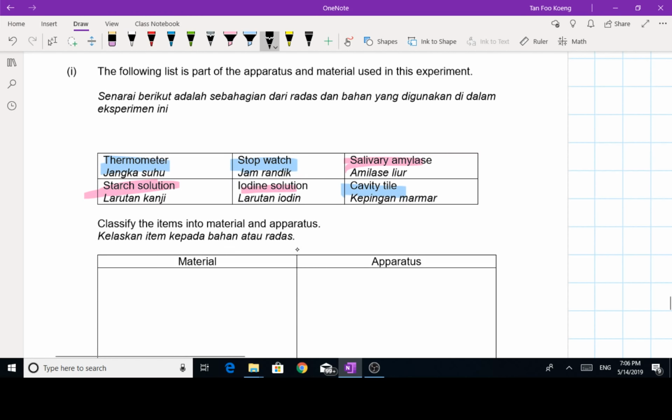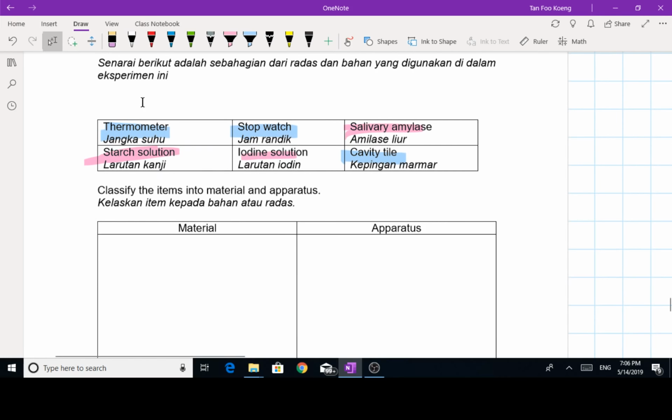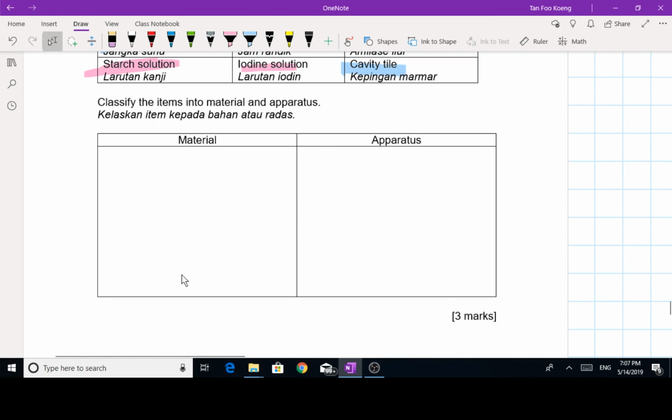Lastly is I. So we are to classify the items into material and apparatus. So material, most of the time they are disposable, and apparatus we reuse again and again. So thermometer, stopwatch, cavity tile are apparatus, and then starch solution, iodine solution, and salivary amylase are the material. So you get 3 marks.